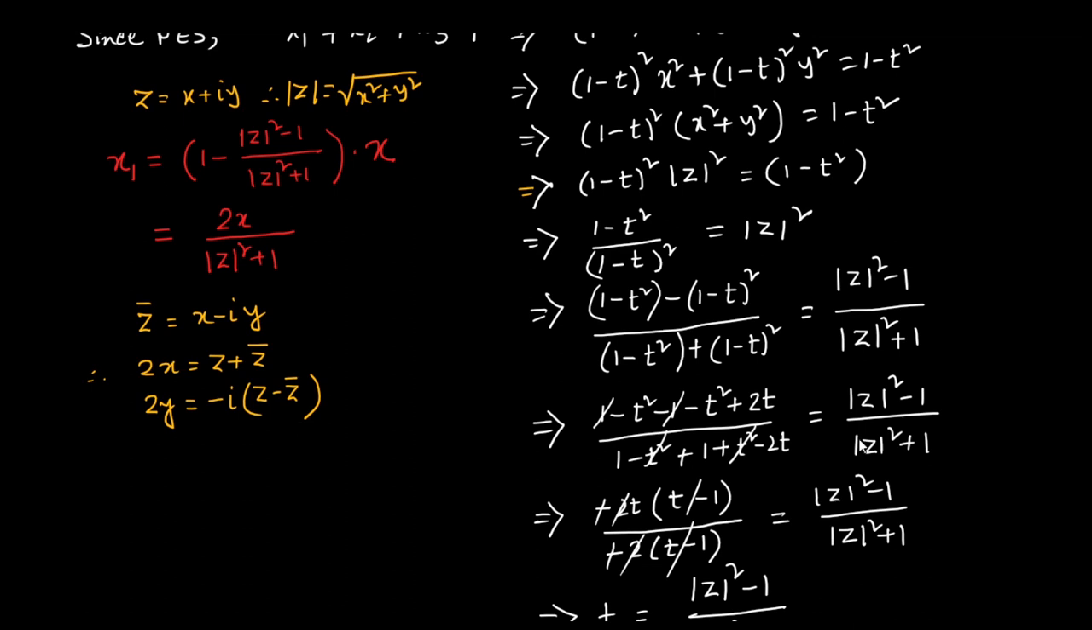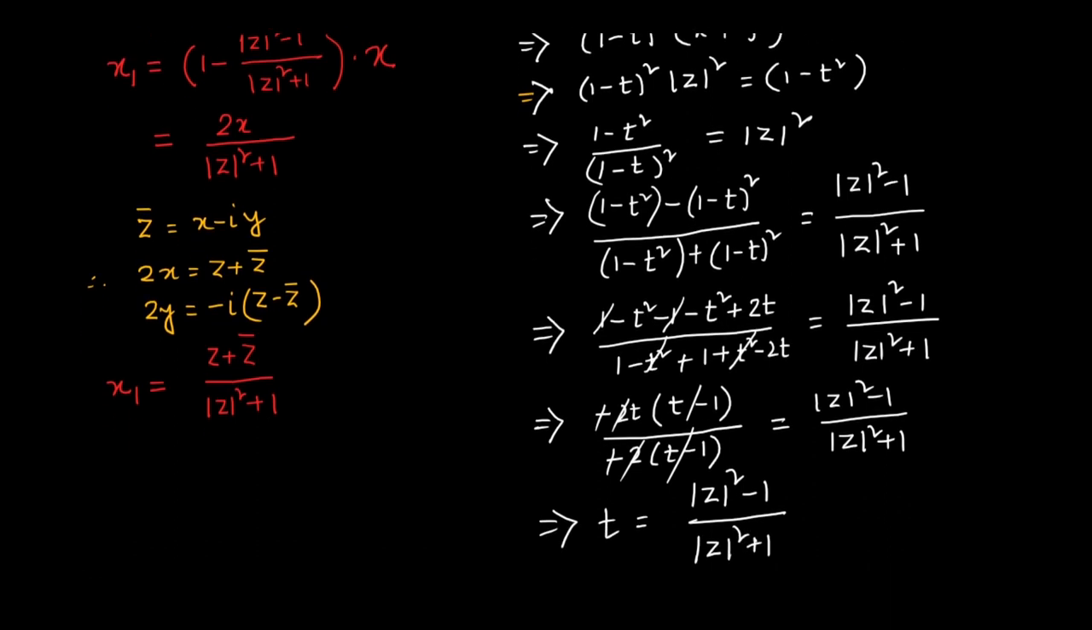So now if I place this 2x, I get x1 from the above. x1 now I can write as x1 is equal to z plus z bar divided by mod z square plus 1. So I have got x1. And if z is given to us, we can very easily find out what our x1 is.